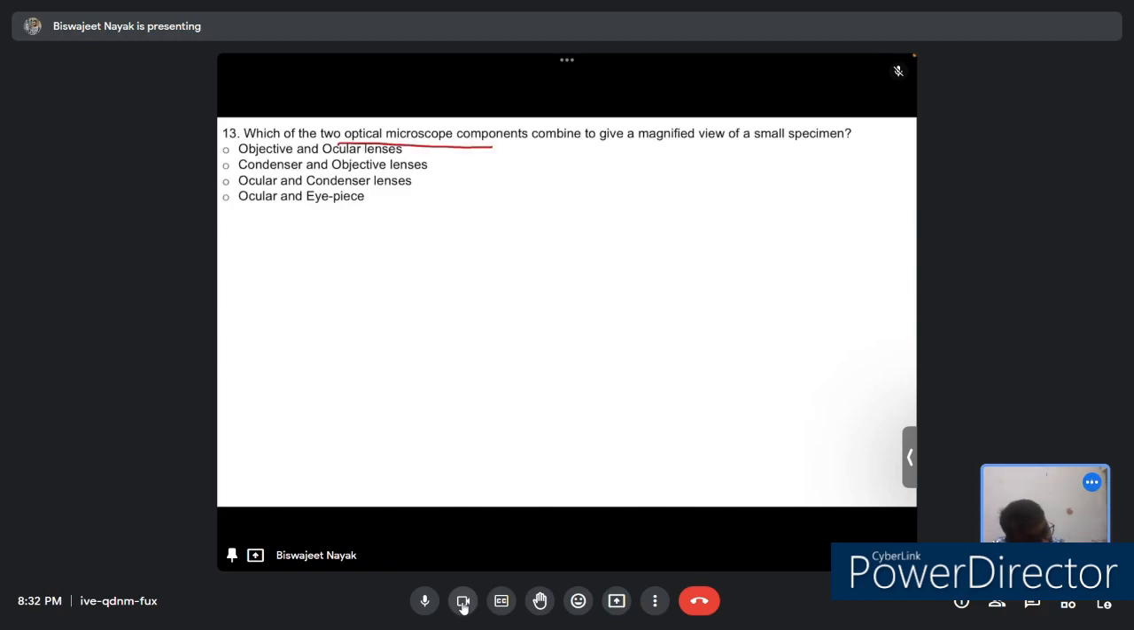Which two optical microscope components combine to give a magnified view of a small specimen? Two optical microscope components. For magnification, we need the objective with the eyepiece. So the objective and ocular lenses are the main lenses. The ocular lens is also called the eyepiece lens.